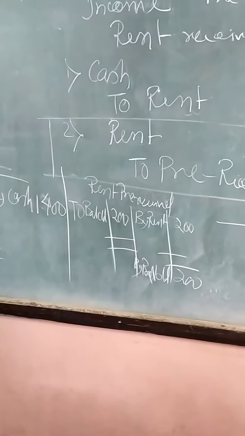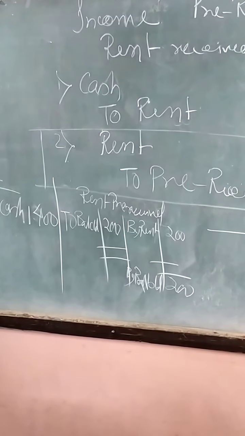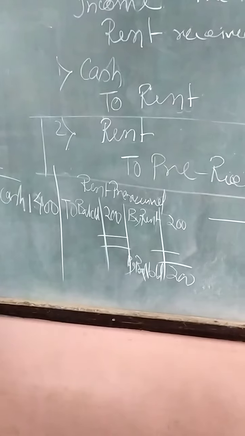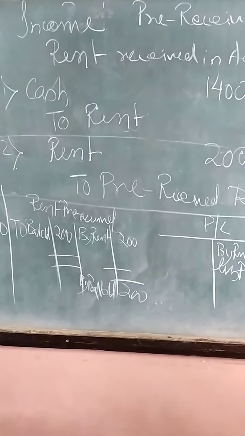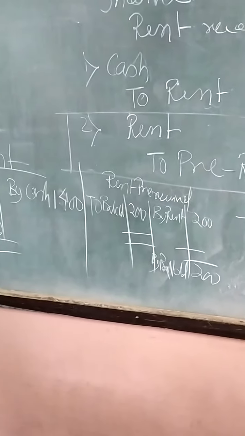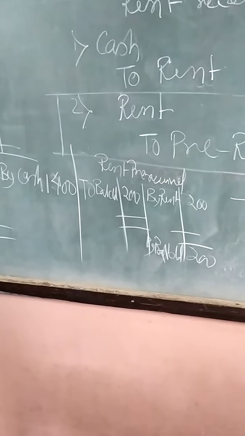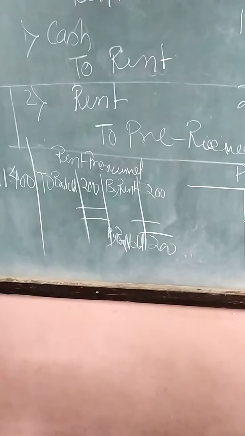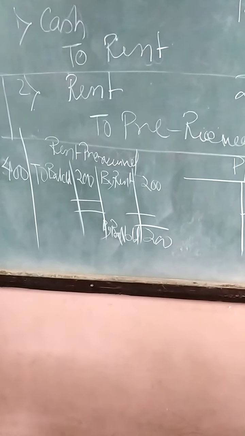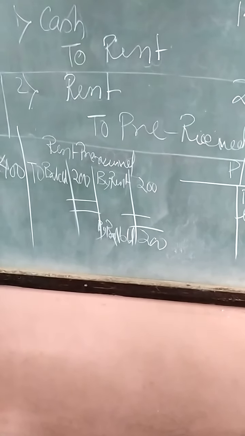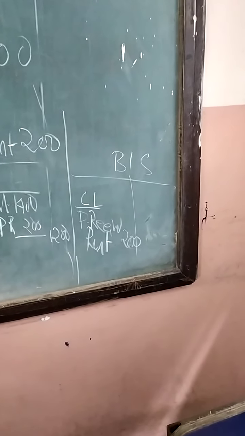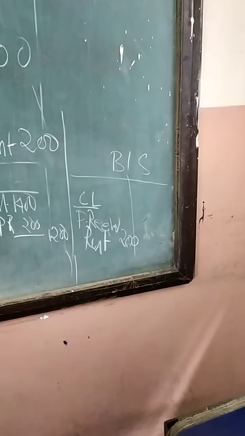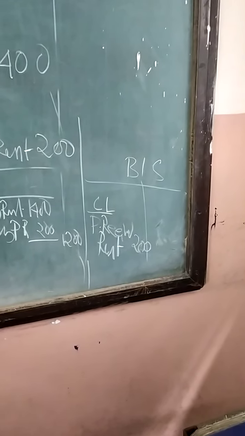Next is the pre-received rent account. When I am opening the pre-received rent account, it is by rent, because my journal entry is rent to pre-received rent. So in pre-received rent, by rent 200, to balance carried down and by balance brought down. This is a credit balance because credit total is more. Credit balance is always a liability, so it is coming under balance sheet liability side, under current liability, as pre-received rent 200. Hope you all have understood.